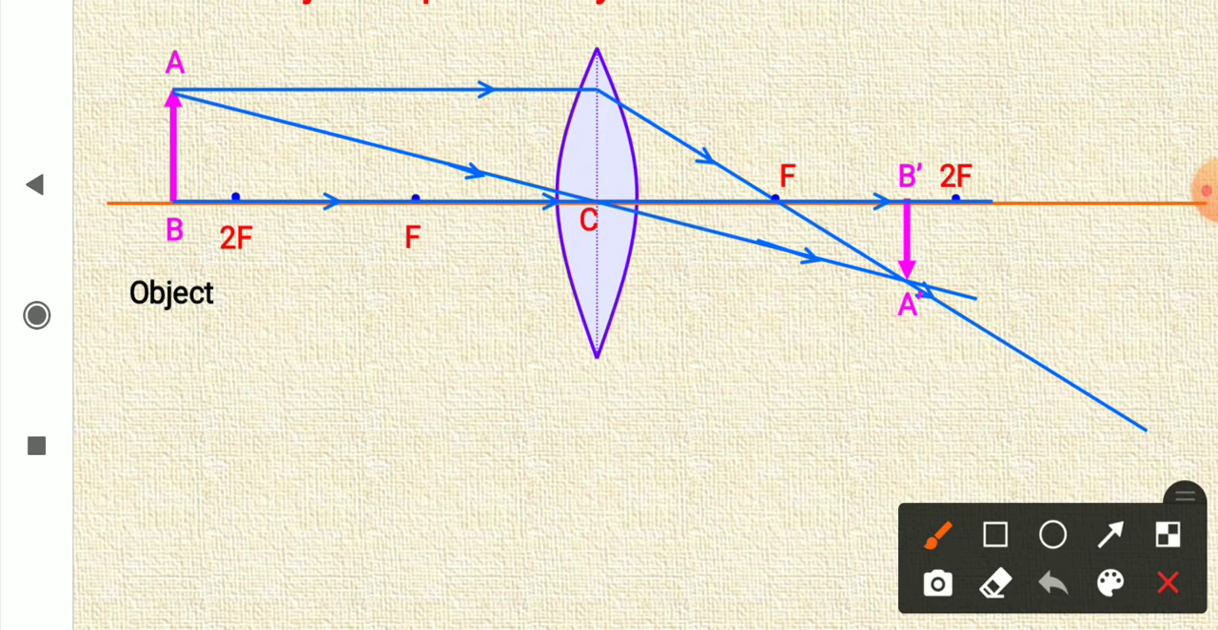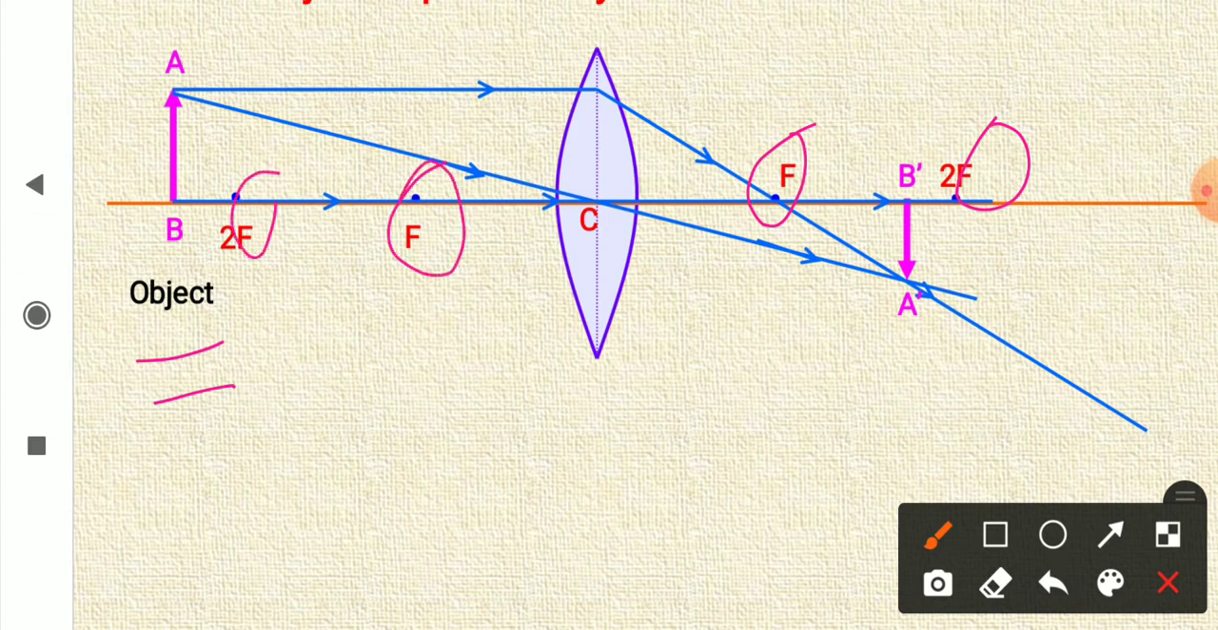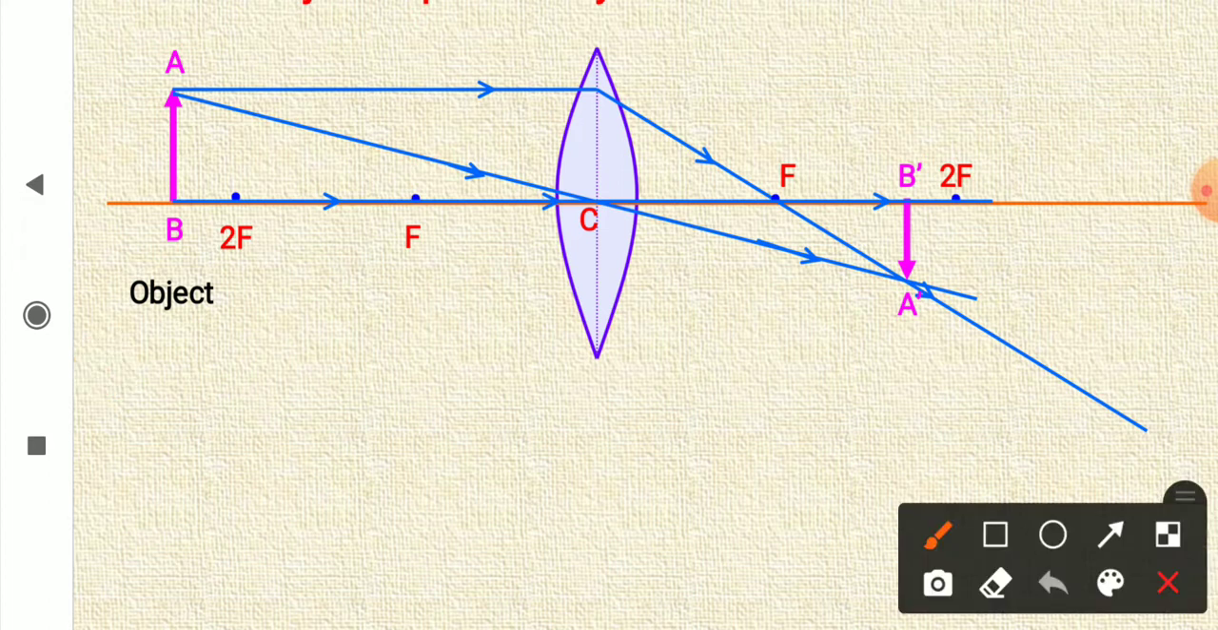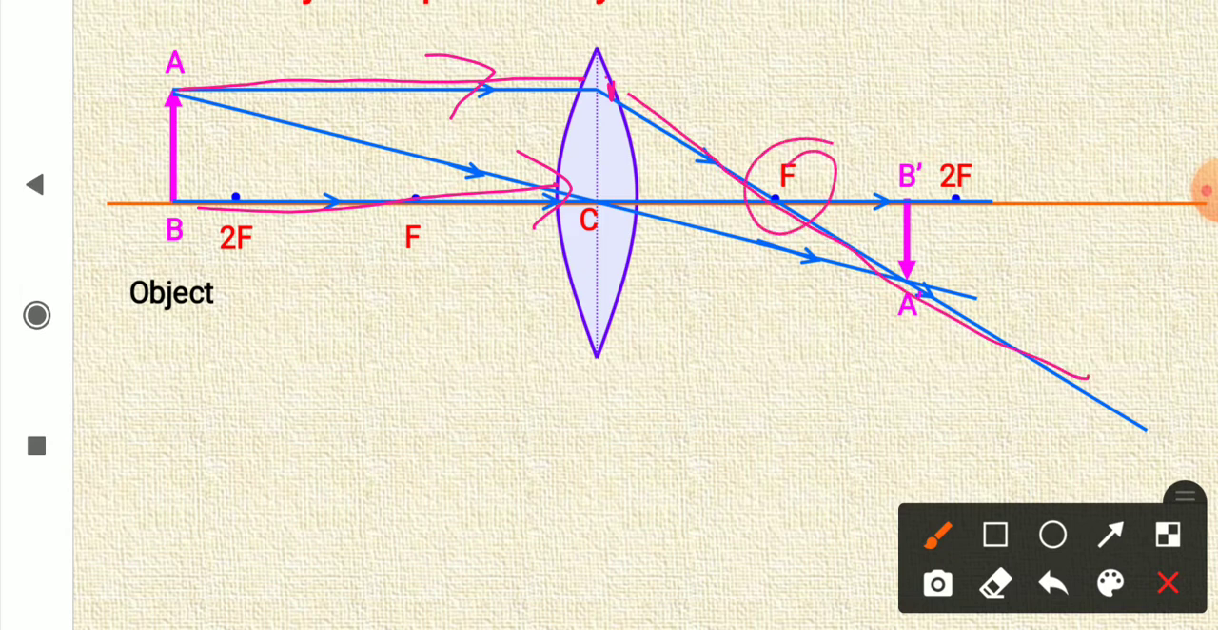When the object is placed nearer to the lens and it is beyond 2f. See, we have focus on both the sides. So one focus is this one, f and 2f, and on this side f and 2f. An object is placed here, and to make the image, we can consider one ray which is parallel to the principal axis, and after refraction, by definition of focus, it will pass through the focus.